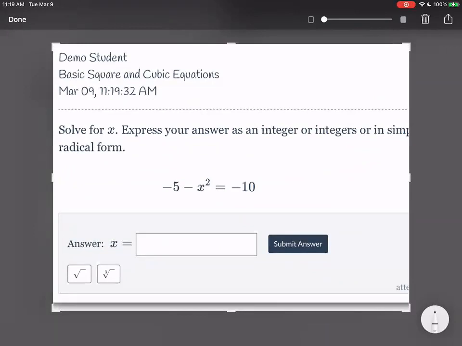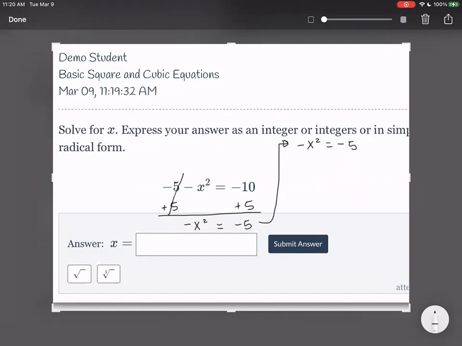So let's start by adding 5 on both sides. That will cancel those out. We get negative x squared equals negative 10 plus 5, which is negative 5. I'm going to rewrite this over here just because I have space here. So all I did right now is add 5 to both sides.